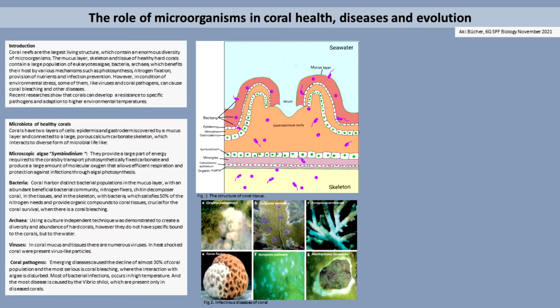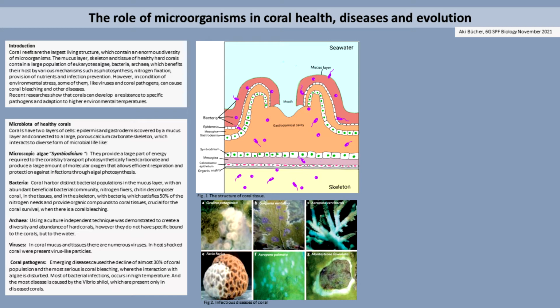Bacteria are present in the mucus layer with an abundant beneficial bacterial community, like nitrogen fixers, chitin decomposers, and others that inhabit the skeleton. These bacteria satisfy 50% of the nitrogen needs and provide organic compounds to the coral tissues, crucial for coral survival when there is coral bleaching. Archaea are important for the diversity and abundance of hard corals; however, they do not have specific bonds to the corals but to the water.